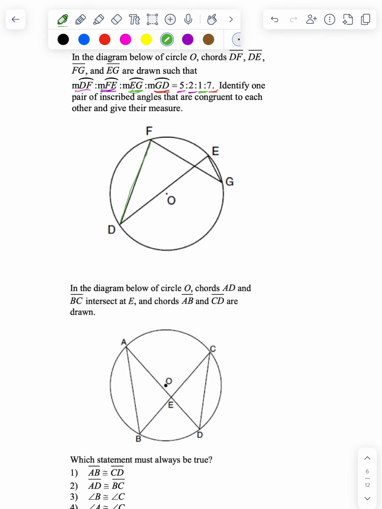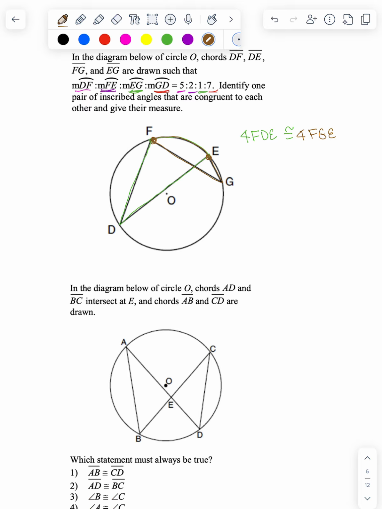The first inscribed angle I'm seeing is angle FDE. And angle FDE touches the circle at FE, so its intercepted arc is FE. The only other inscribed angle I'm seeing here is angle FGE. And notice how it hits the circle at F and E as well, so its intercepted arc is also FE. So angle FDE and angle FGE are going to be congruent to each other because they're inscribed angles that intercept the same arc.